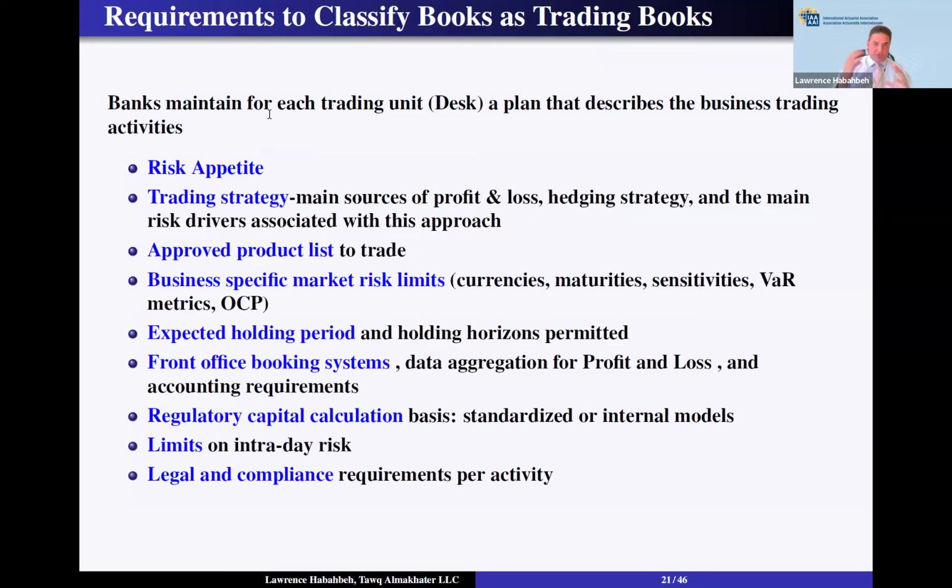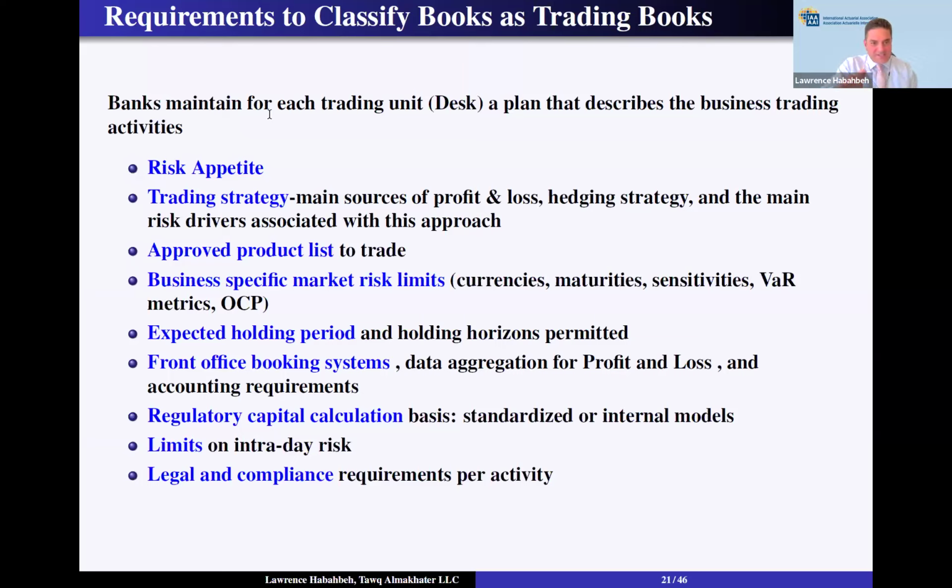So you have the desk, you have the traders, they trade in a particular asset class. We mentioned five, starting from general interest rate risk to credit spread risk. And we said that the credit spread risk class is broken further into securitization, non-securitization correlation, and non-securitization non-correlation. So the trading strategy is basically how the traders in the desk want to generate their revenue.